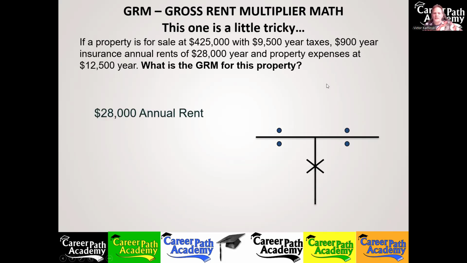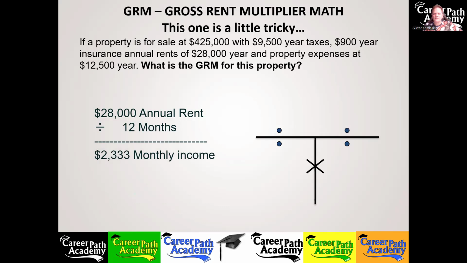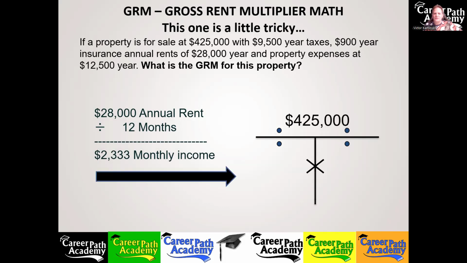So $28,000 annual, divided by 12, it would be $2,333. There you go. And where do we put that? At the bottom. You put it at the bottom left. Okay, so $425,000 up top, the monthly income we put right there, and then divide. 425 by the 2,333 will give you a GRM of 182, or 17.17. There you go. Not rocket science, right?